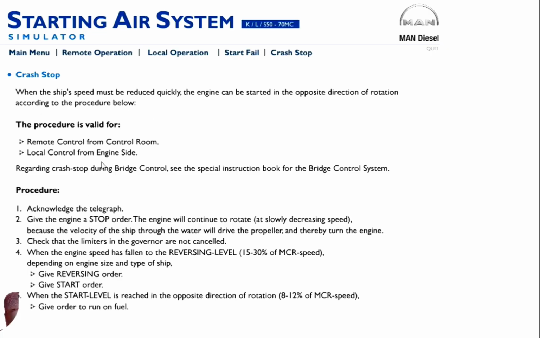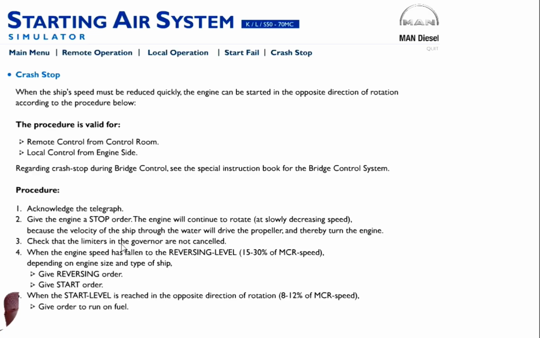Okay, there are possibilities to operate from the bridge, from the engine control room, and local control from the engine side. This is the procedure here. Acknowledge the telegraph, give the engine a stop order. The engine will continue to rotate at slowly decreasing speed because the velocity of the ship through the water will drive the propeller and thereby turn the engine.